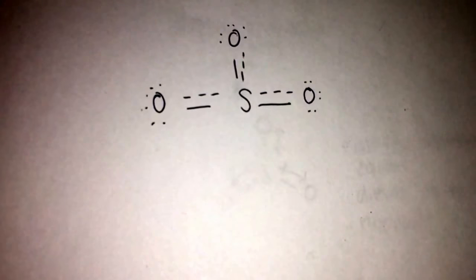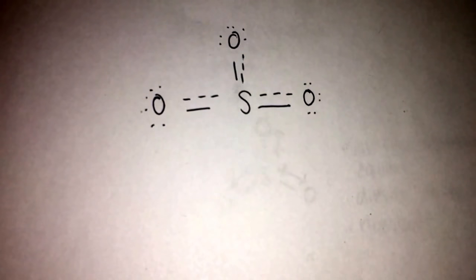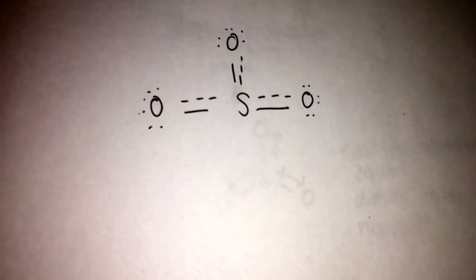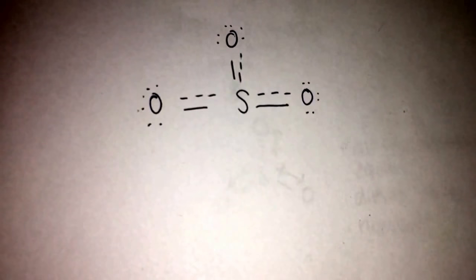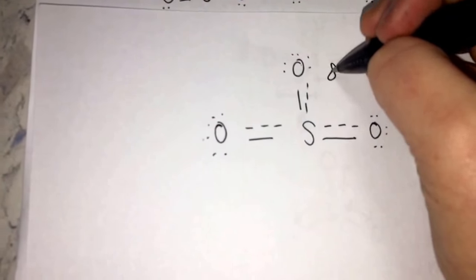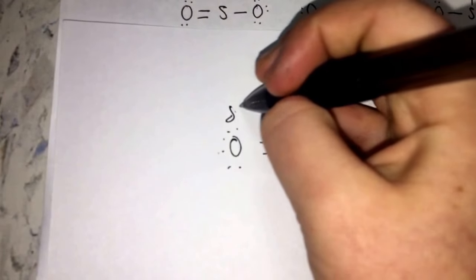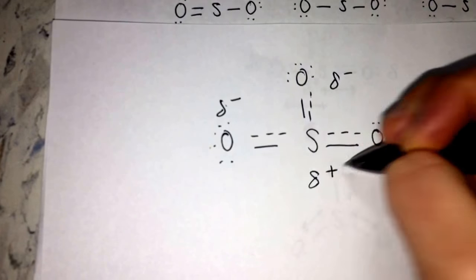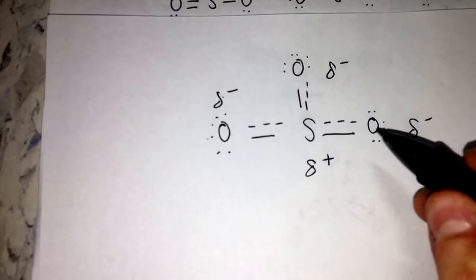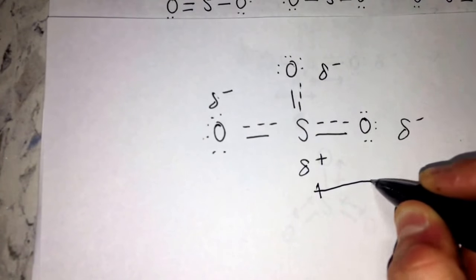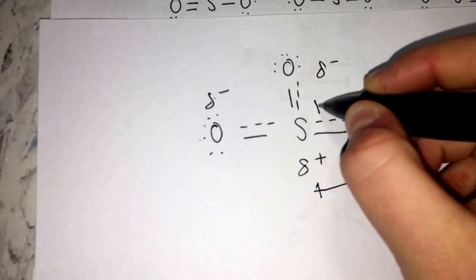Now that we have our Lewis structure, we can now figure out the bond dipoles between S and O. We know that O is more electronegative, so all the O's will have a partial negative charge, and sulfur will have a partial positive charge. Now we can draw our bond dipoles going from positive to negative.